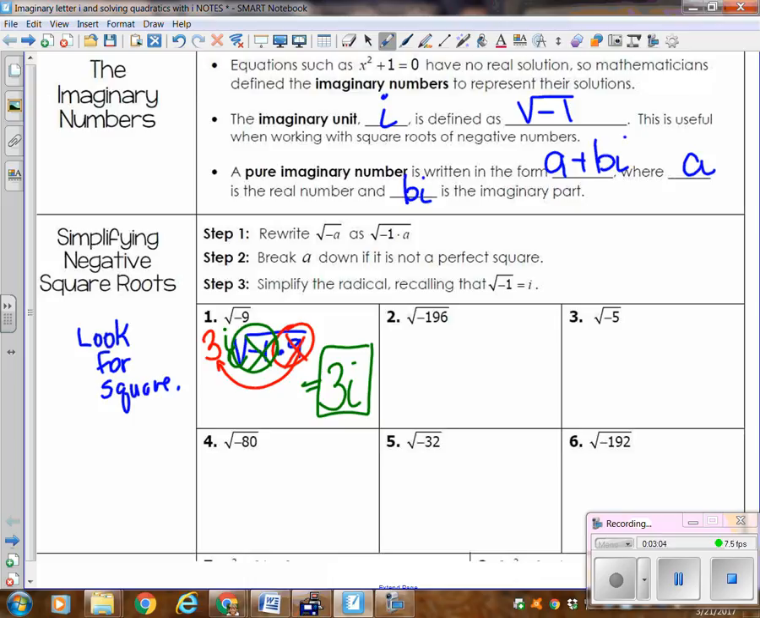Like the square root of -4, it'll come out as 2i, because the square root of 4 is 2. Yeah, that's it.